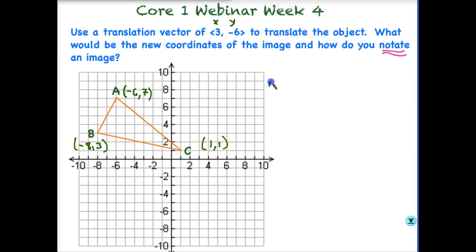I would write A as -6, 7, then B as -8, 3, and then C as 1, 1. Then we have this translation vector. I need to add 3 to every x value. Just like the warm-up, I need to shift everything to the right 3. So I'm going to add 3 to all my x values. Any questions so far, you guys?